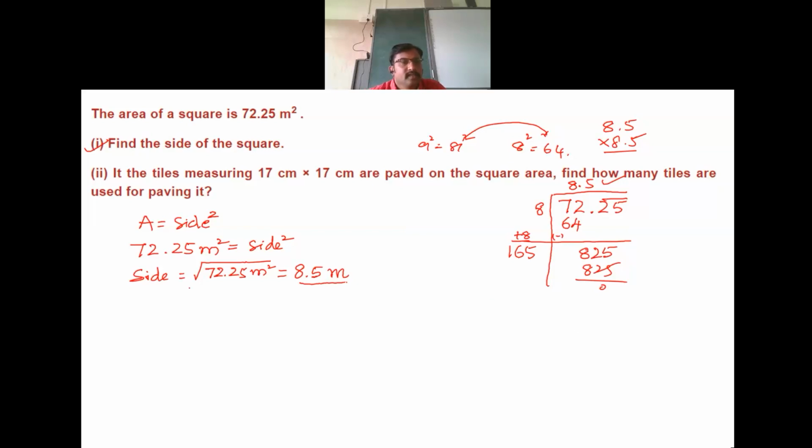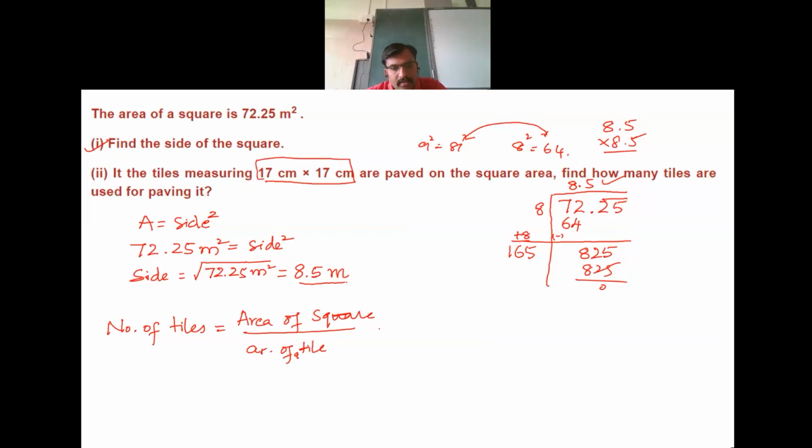How do we do the second question? For finding it, we need to take this area and divide by the area of each tile. Number of tiles will be equal to area of square divided by area of tile. It's better to mention a tile. They have given the unit of the tile as 17 centimeter by 17 centimeter. Is it square shaped?